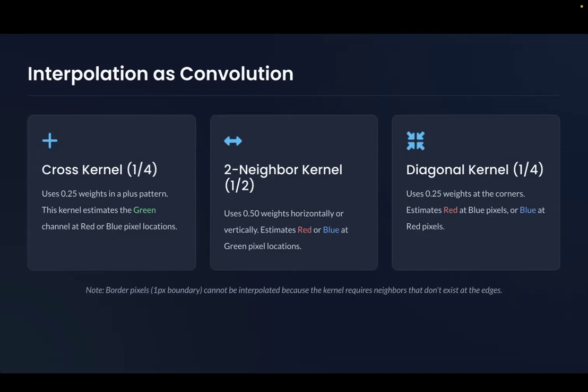This estimates red or blue at a green pixel. And the diagonal kernel uses quarter weights at the corners. This estimates red at blue pixels or blue at red pixels. One particular detail is that we can't interpolate the outermost row and column of pixels because the kernel needs neighbors on all sides. So we skip a one pixel border.